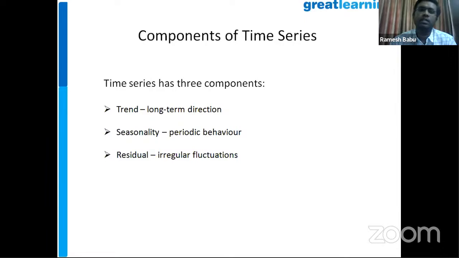But if it's a trend for a normal company, it will say the sales projections show an increasing trend, or the sales projection shows a decreasing trend, based on the business history of data. And there is a residual one, which is an irregular fluctuation. It is called the residual component that is available in time series.